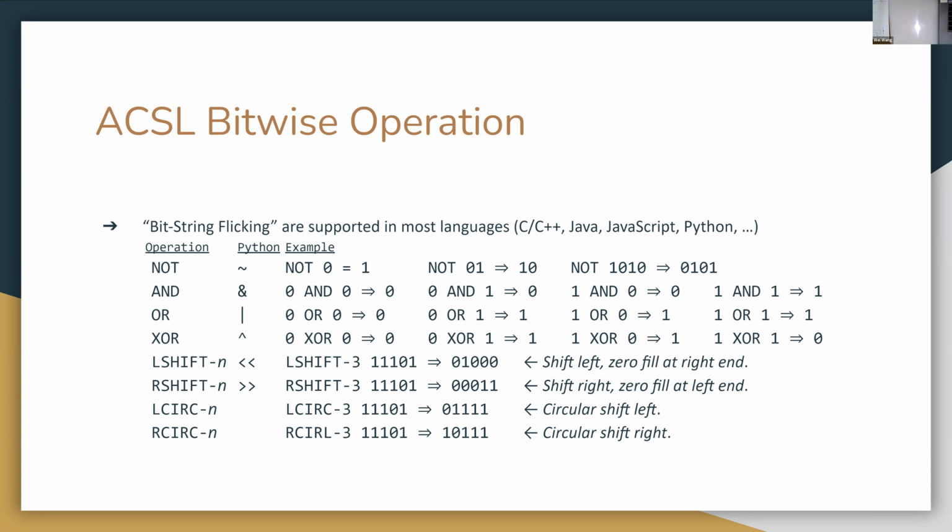Then the circular shift is basically like we talked about earlier. You move the bits, but the bits on the left end for the L circle operator do not disappear. They just move on to the end of the string.